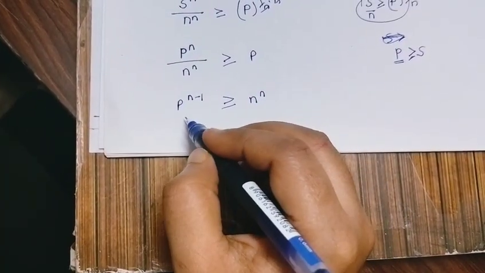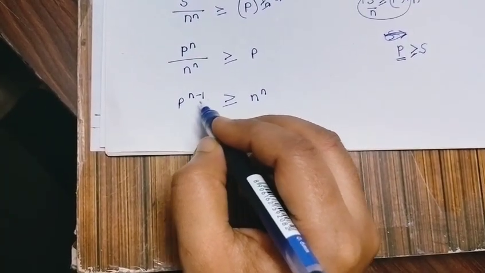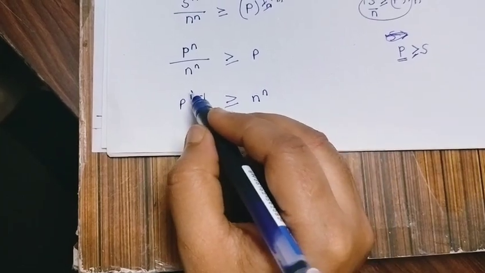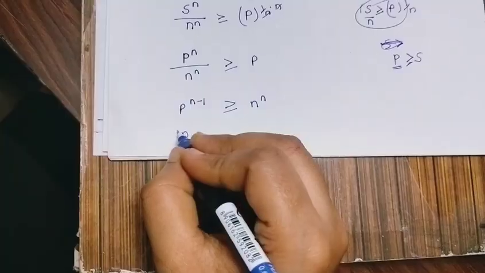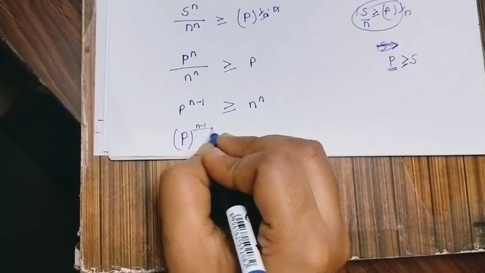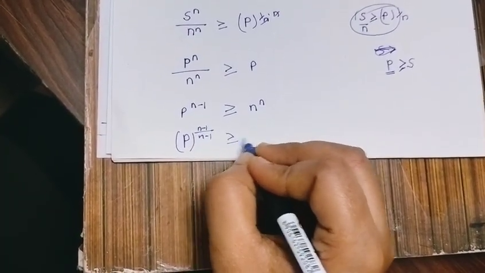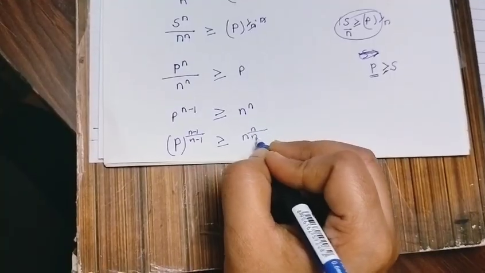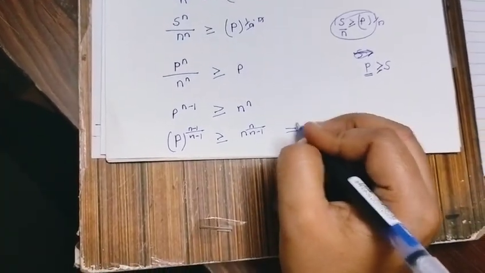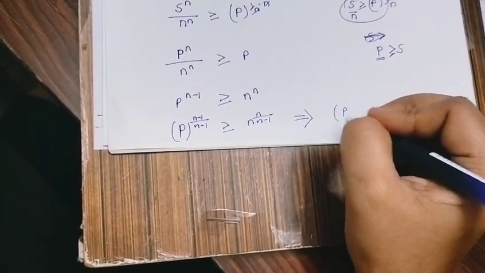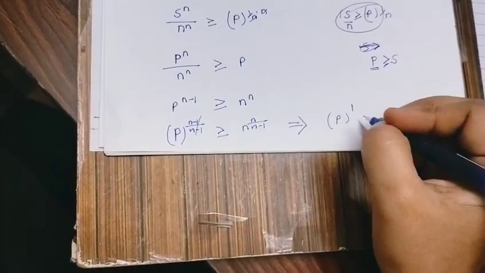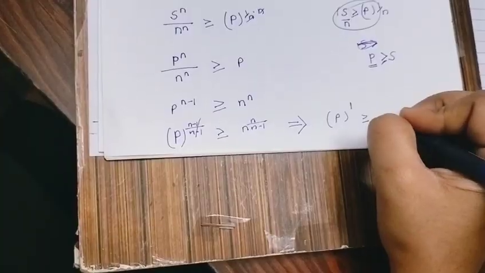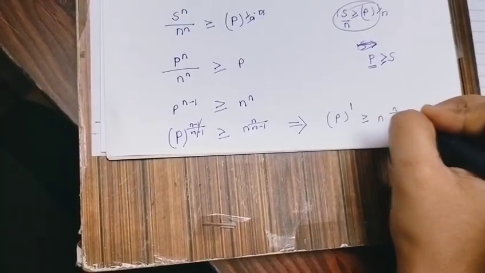Now I am going to take the 1 by n minus 1th power of both sides. So what we get is p raised to the power n minus 1 by n minus 1 greater than n raised to the power n by n minus 1. From here what we get, p raised to the power 1, we will cancel it out, and this is n raised to the power n by n minus 1. What is this? This is trace of A.